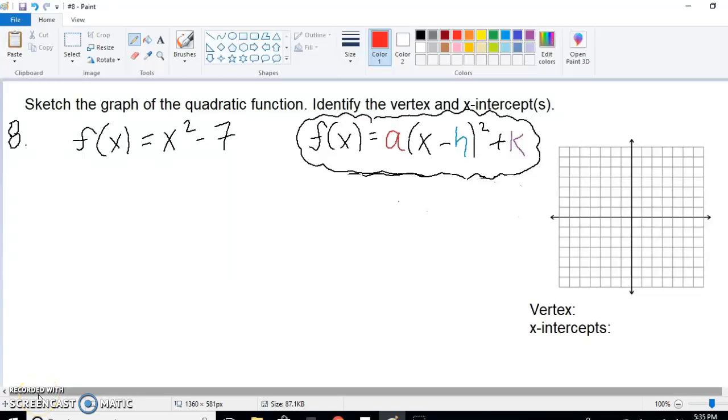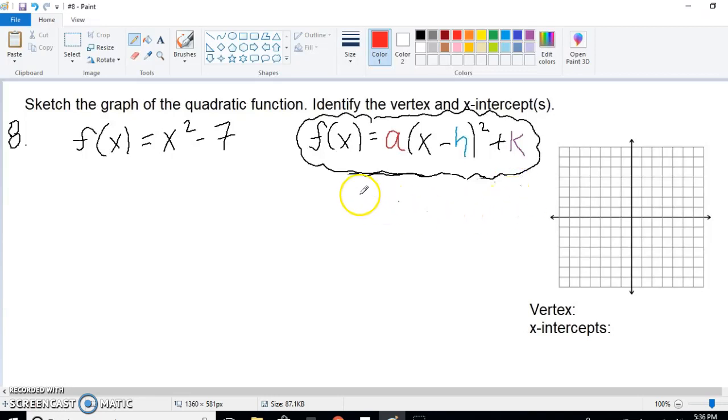Hey guys, so in this example, we're asked to sketch the graph of the quadratic function and identify the vertex and x-intercepts. So we're given x squared minus 7. Now, while this is given in standard form, I do want to refer to vertex form to talk about this because it's important that one, you understand the different transformations that can occur with the parent function, and two, that you consider different possibilities of how you can think about a quadratic function.